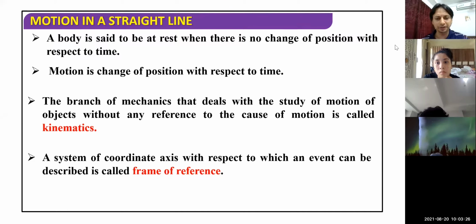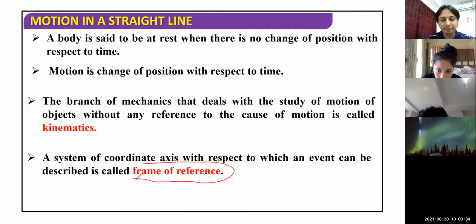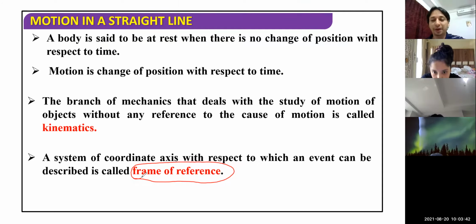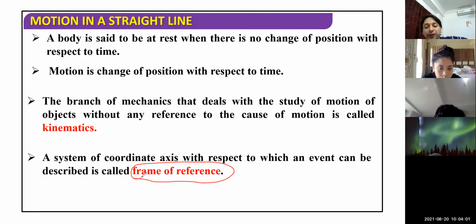Now, children, let's discuss something about the frame of reference. This frame of reference is also very important. And what is this? A system of coordinate axes with respect to which an event can be described. For example, from the previous pictures and the previous slide, the frame of reference means the people who were standing outside, waiting for the bus at the bus stop. That is one frame of reference.